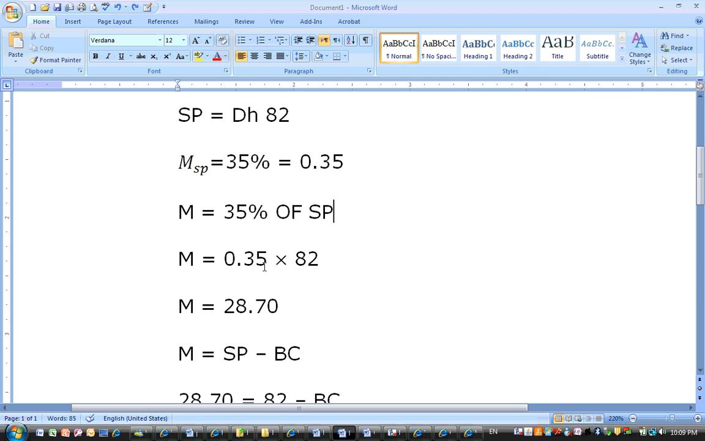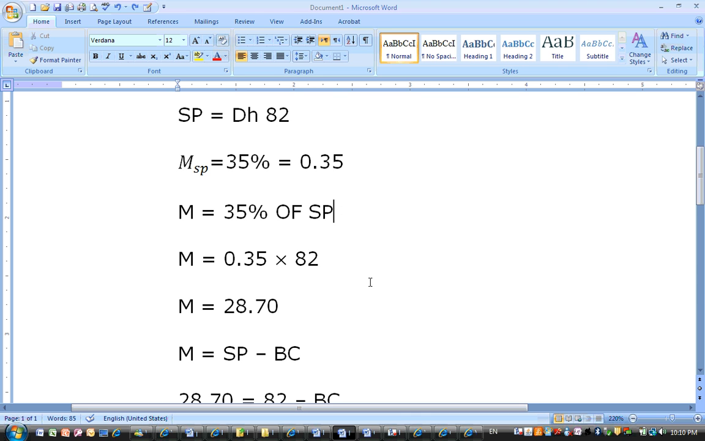Now, put the numbers in this formula. M is equal to, change the percentage into a decimal number, easier for your calculations, of means times, SP is given as 82. Then use your calculator. A simple calculation will give you the value of the margin M. M is just 28.70 dirhams.